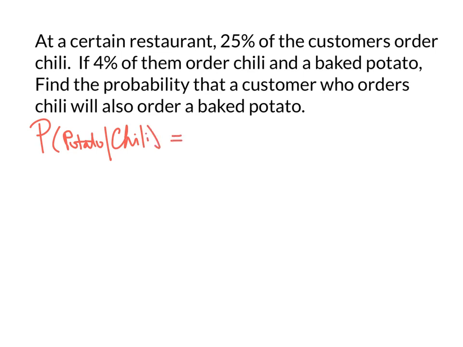To calculate that probability, we find the probability of both of them, both ordering a potato and chili, which was 4%, and divide that by the probability of just ordering chili, the 25%. And now simplify to 4 out of 25, or about 16%.